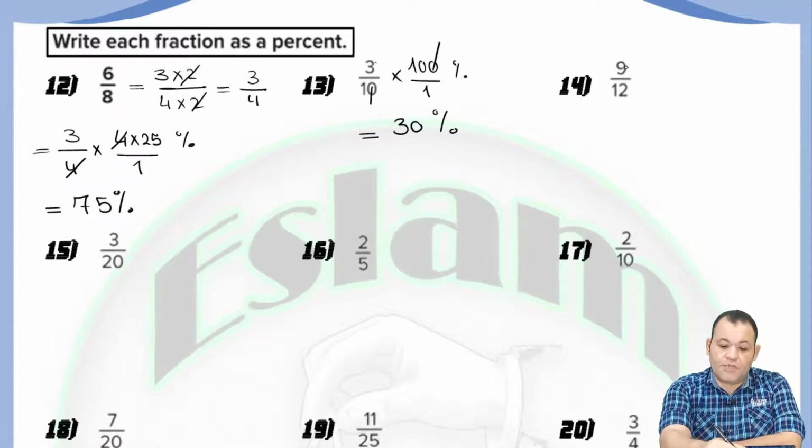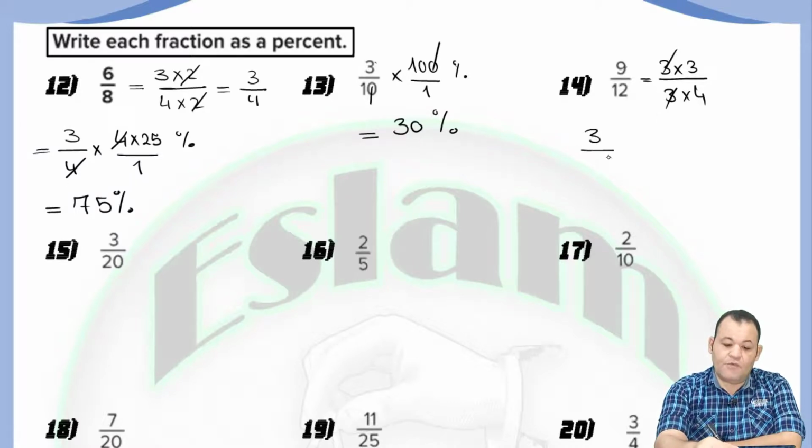Now question number 14, 9 over 12. 9 over 12 is not the simplest form. We know that 9 is equal to 3 multiplied by 3, and 12 is equal to 3 multiplied by 4. So we can cancel out 3 and 3. Now we have 3 over 4. 3 over 4 is equal to 75%.